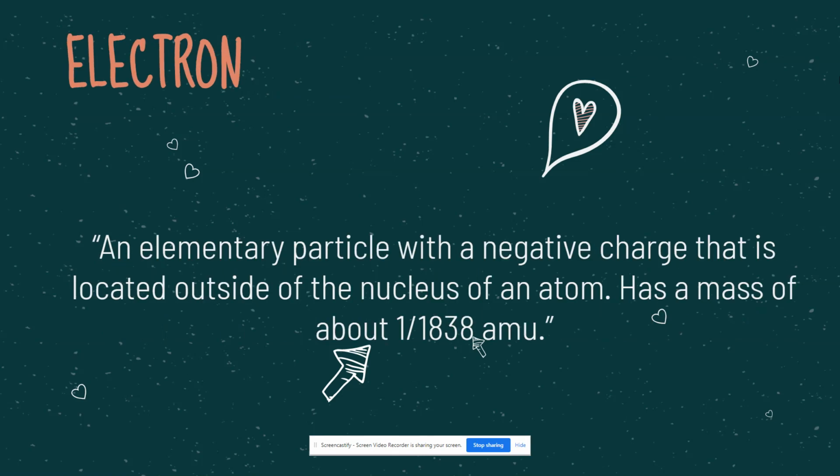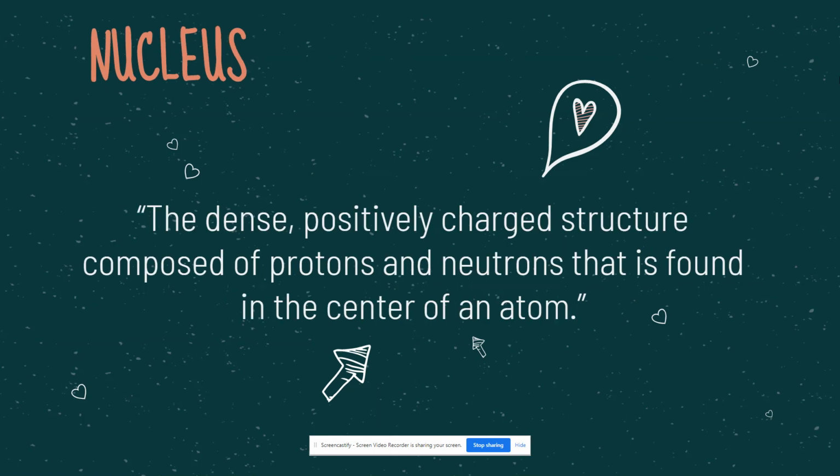An electron. This is an elementary particle with a negative charge that is located outside of the nucleus of an atom. It has a mass of about 1,838 atomic mass units. The mass of an electron is super, super, super small, okay? Electrons we can't see with our naked eye. They're so tiny, okay?